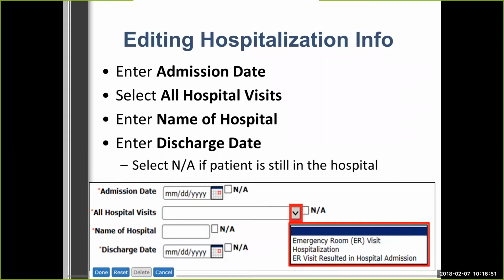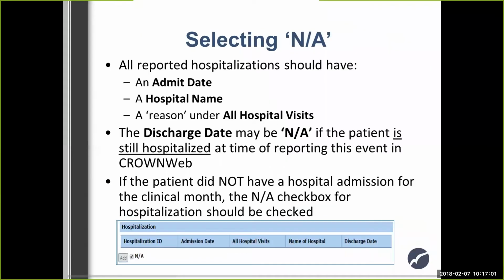Okay, so all of these fields should be completed. You should be able to gather all this info. You should not select NA for any of these if you can avoid it. The only thing that could have an NA is if the patient is still in the hospital. They have not yet been discharged from the hospital.